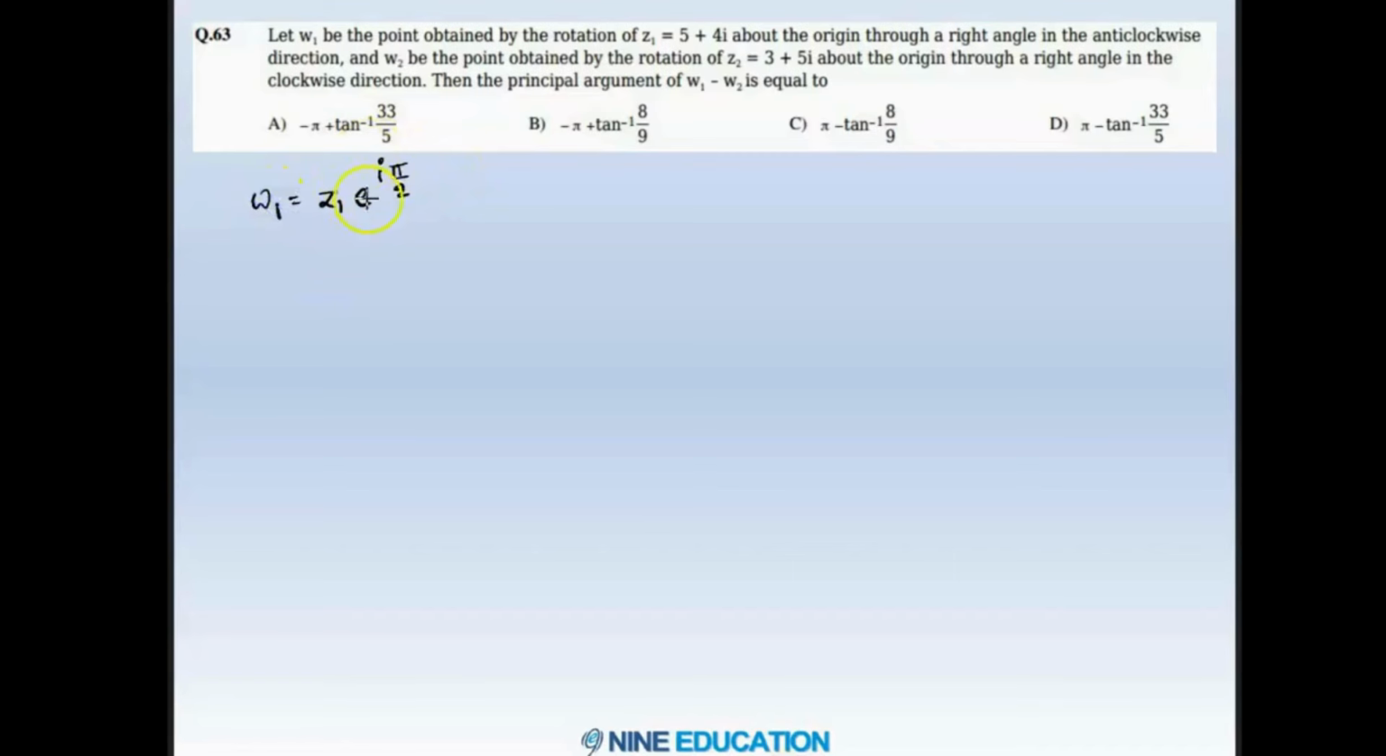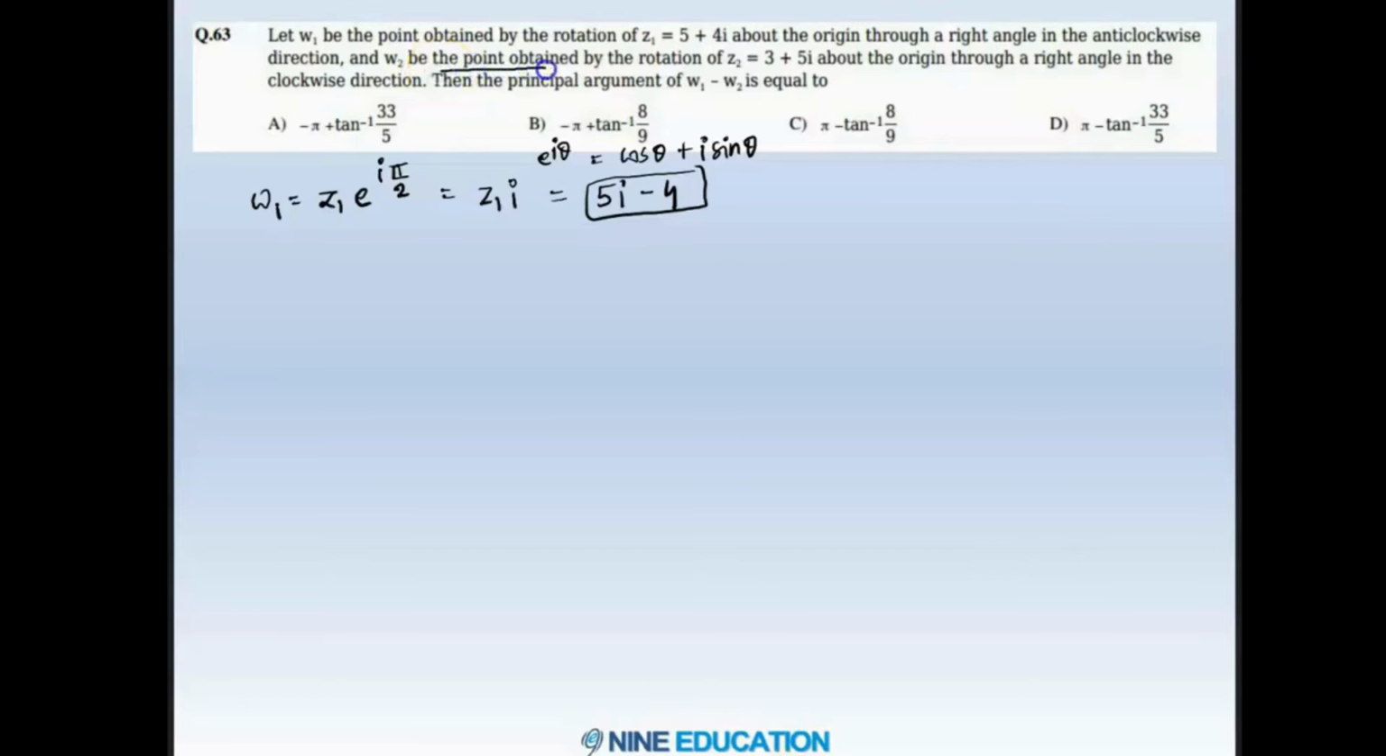Now e power i pi by 2 is given by the formula e power i theta equals cos theta plus i sin theta. If you put theta as pi by 2, we'll be getting e power i pi by 2 as i. So this is nothing but Z1 into i. After multiplying Z1 with i, we'll be getting the complex number 5i minus 4.